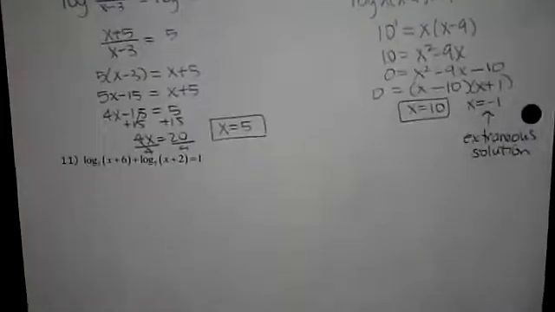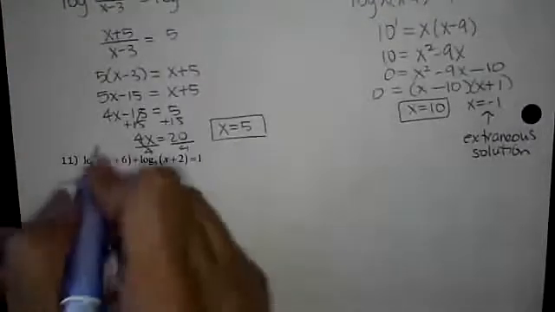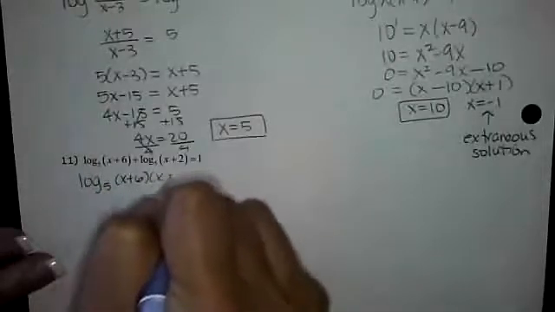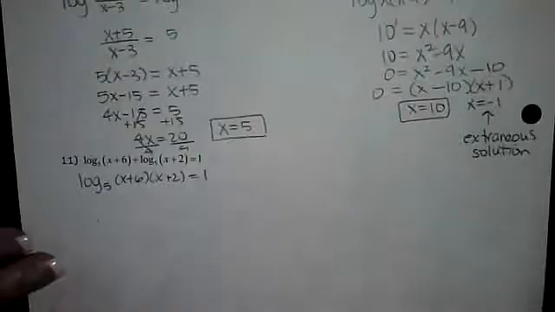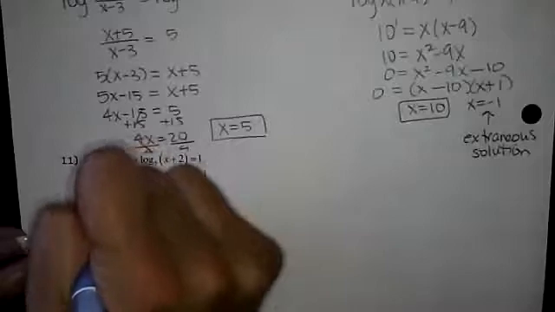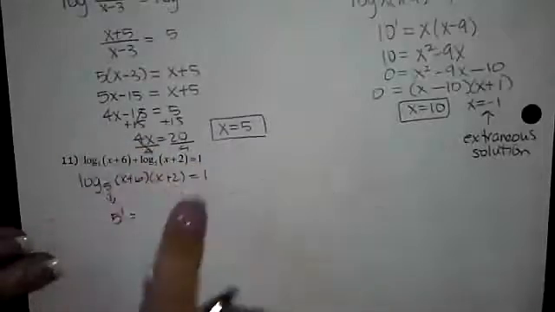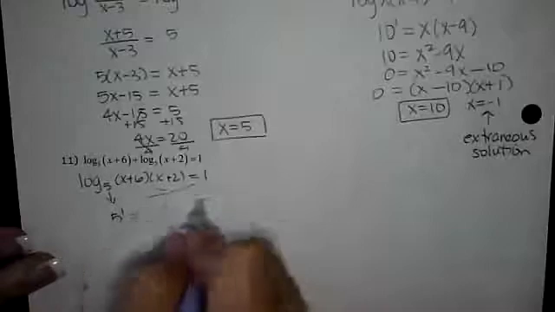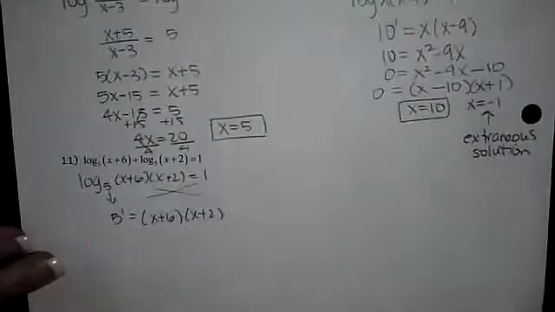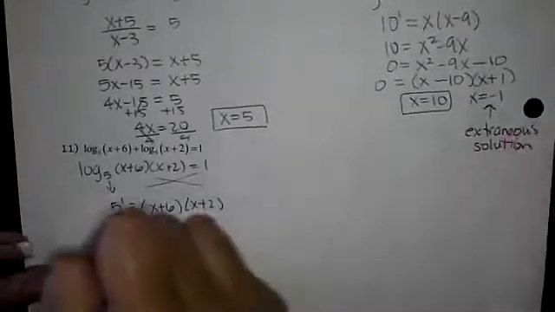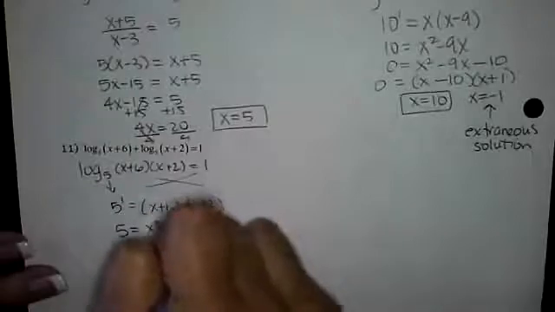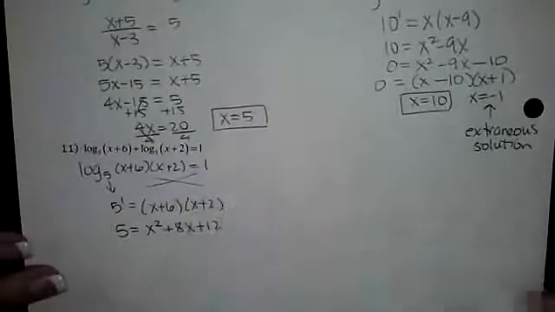All right, for our last one here, again, they're separated by a plus, so I'm going to multiply the arguments. In this case, again, we have to change this to an exponential, so I'm going to drop the base of 5. I raise it to the first power since those two switch, and so we get x plus 6 times x plus 2. Again, we're going to end up with a quadratic because I'm going to FOIL this. So we get x squared plus 8x plus 12.